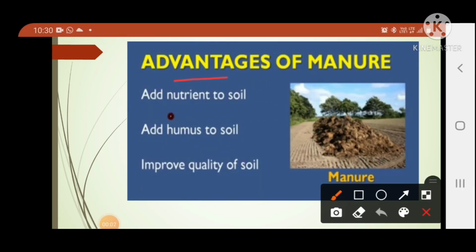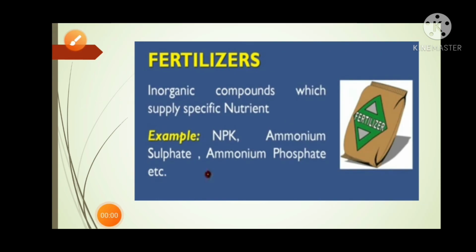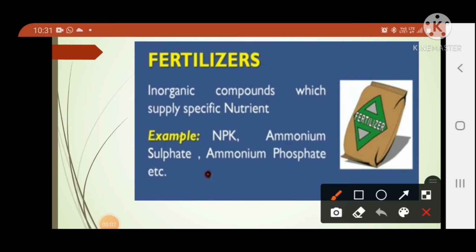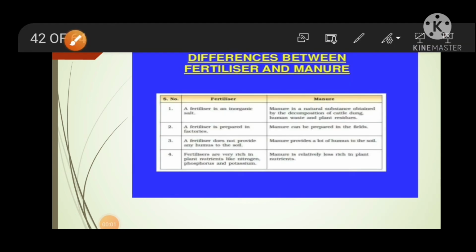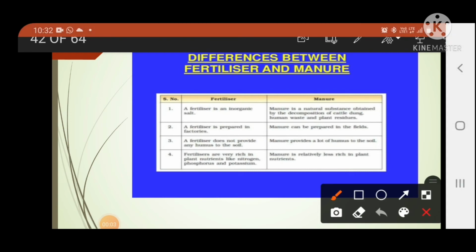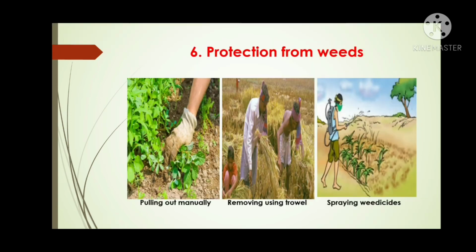The advantages of manure are they add nutrients to the soil, add humus to the soil, and improve quality of the soil. NPK, ammonium sulfate, and ammonium phosphate are the fertilizers which are inorganic compounds and supply specific nutrients. And here is the difference between fertilizer and manure.